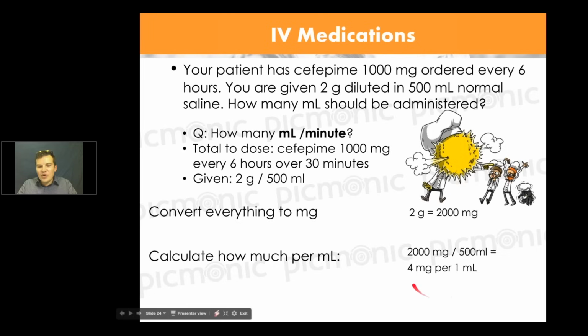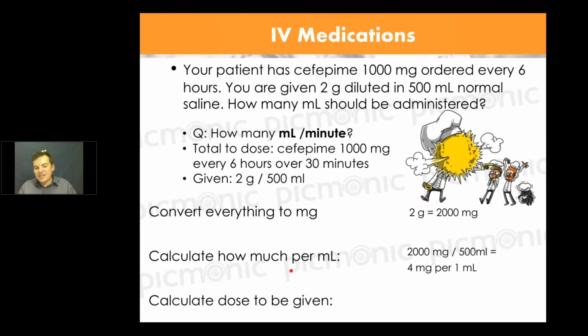So right here, 2,000 divided by 500 is 4 milligrams per 1 ml, right? That's right, 4 milligrams per ml. And that's what we can think about, breaking it down to the simplest form. So then we know right there, we can give 4 milligrams in every ml. So let's just put that on the back burner and think about that basic form, because now we need to think about how much we need to give.